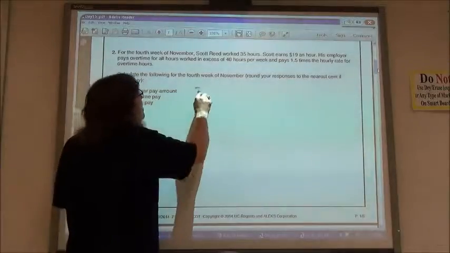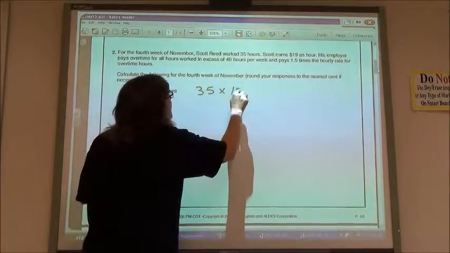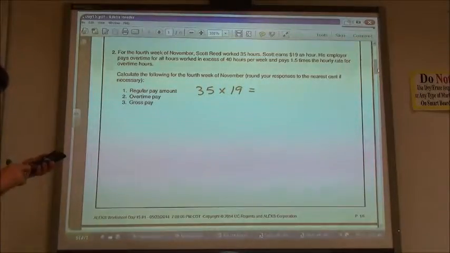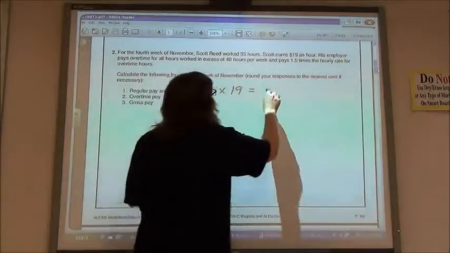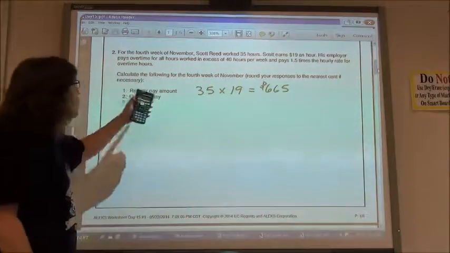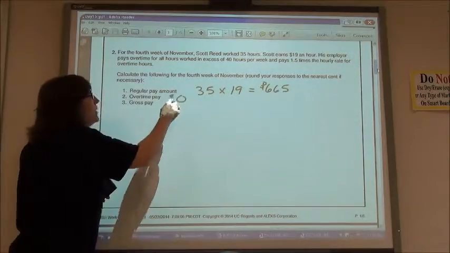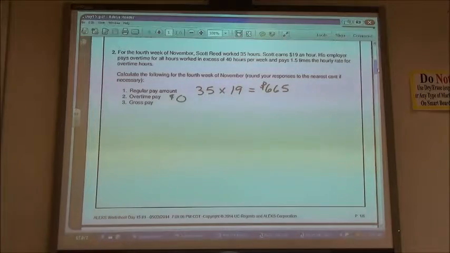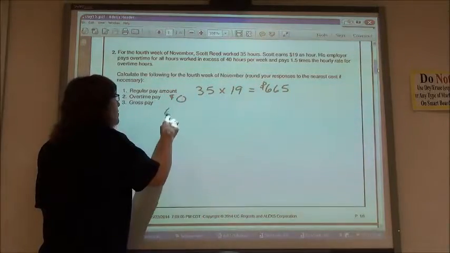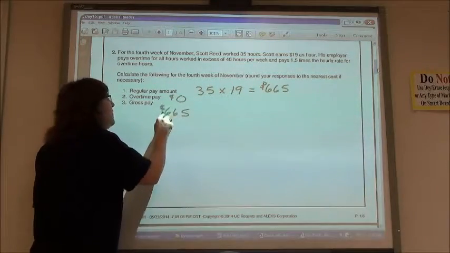All the hours he worked were regular pay. So his regular pay amount was 35 hours times $19 an hour. 35 times 19 gives me $665. He didn't work any overtime hours, and so his overtime pay is just going to be $0. And so for his gross pay, $665 plus 0, still going to be $665.